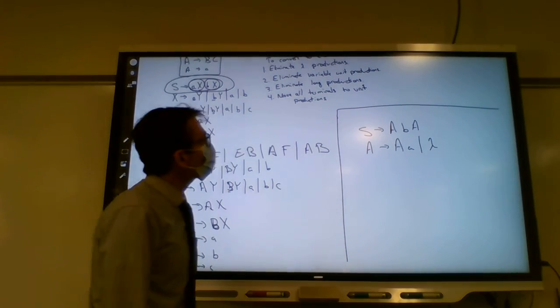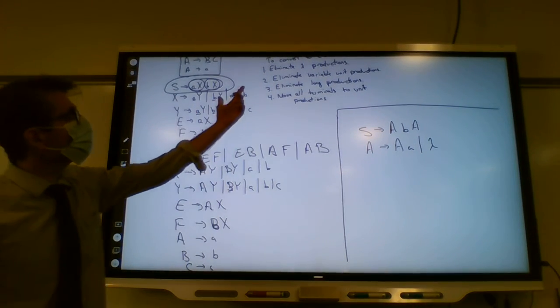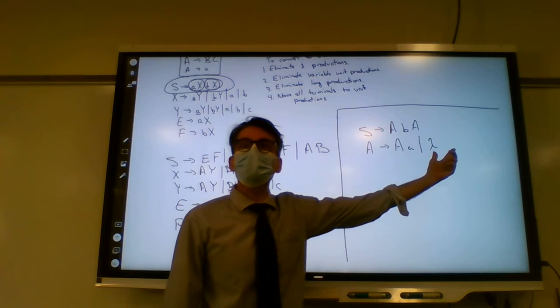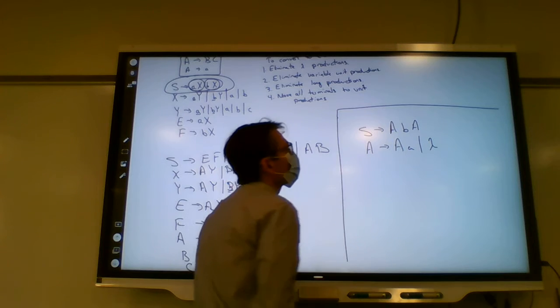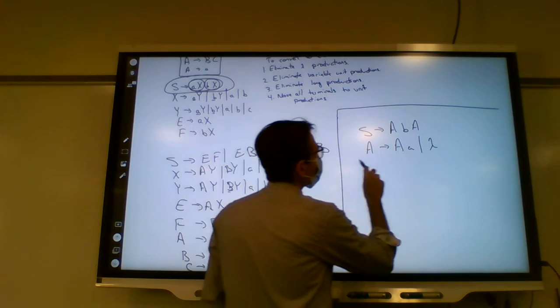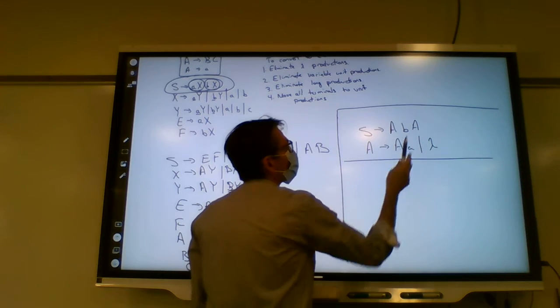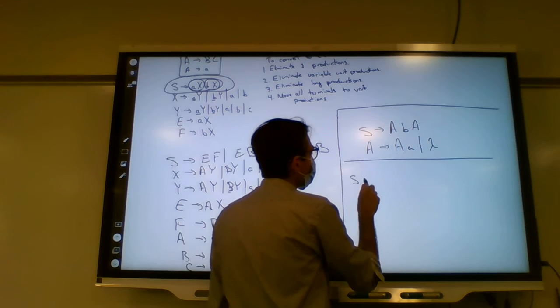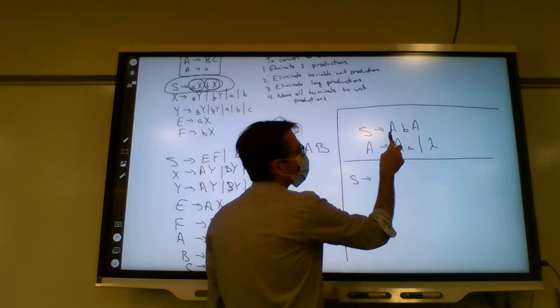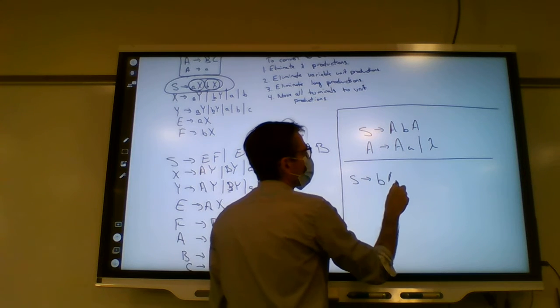All right, let's see what we can do. We need to eliminate this lambda production. So we need to get rid of what would happen with the lambda there. So what happens to S if A becomes lambda? If A becomes lambda, S could become BA.